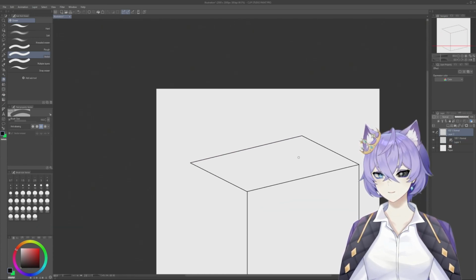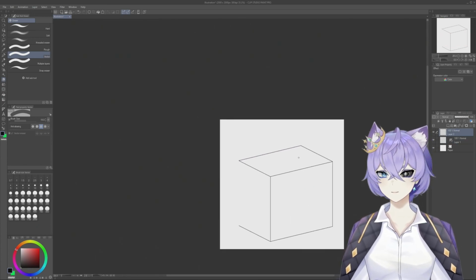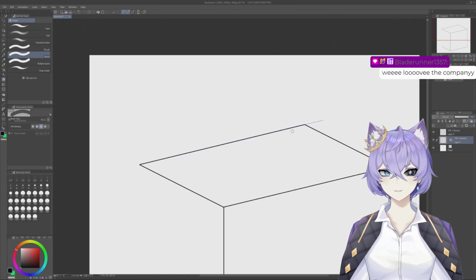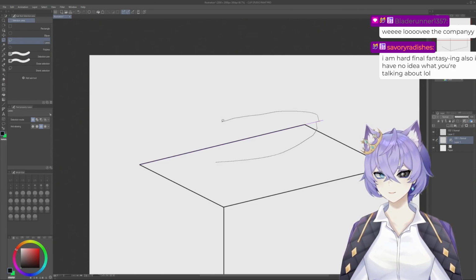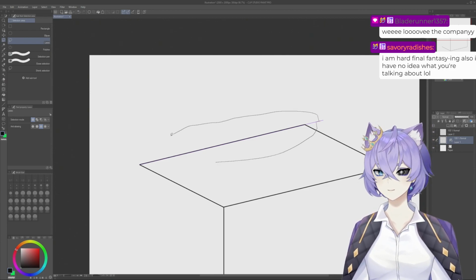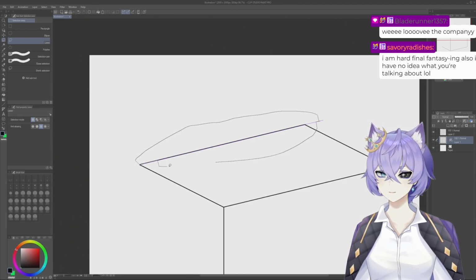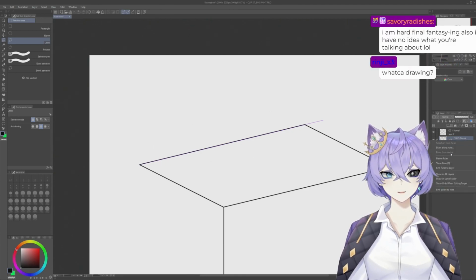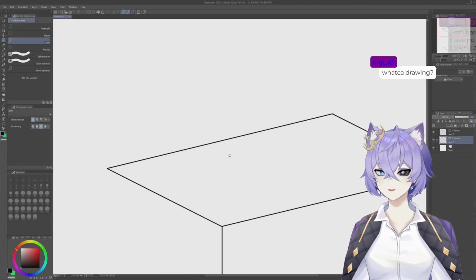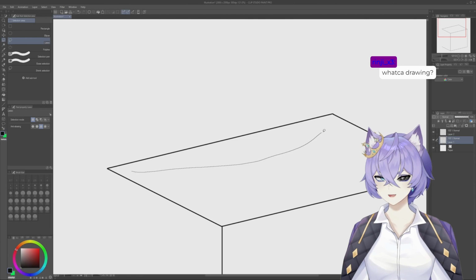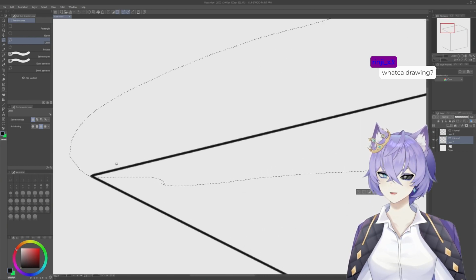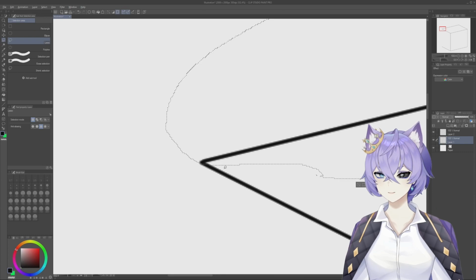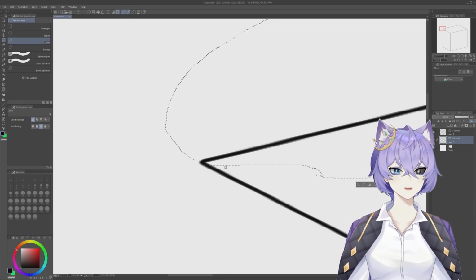Let's see. Technically speaking, this line here... Hold on. Okay, I need to get rid of that ruler. Delete ruler. What am I drawing? I'm drawing a cube with eyes and a face. And then I'm going to take that and add tentacles to it because I have a one-track mind. I'm hard Final Fantasy.